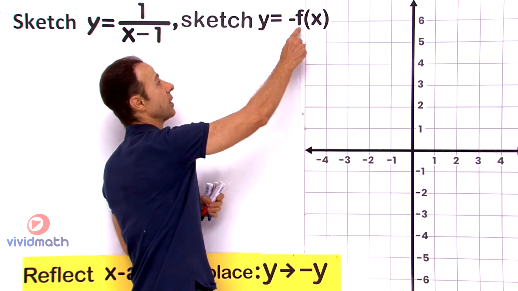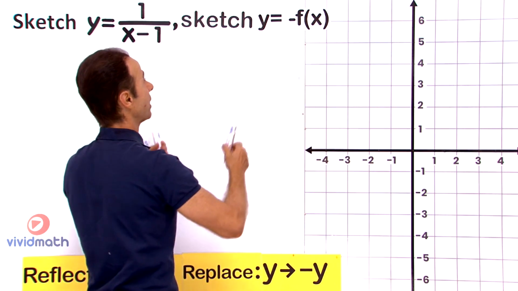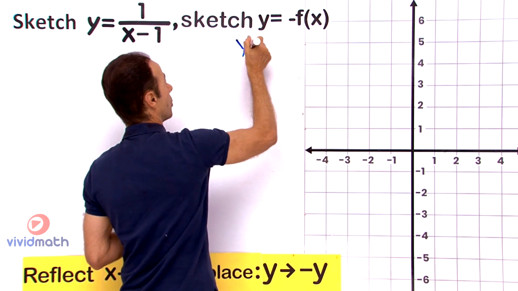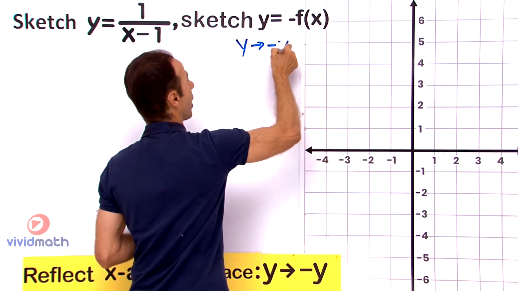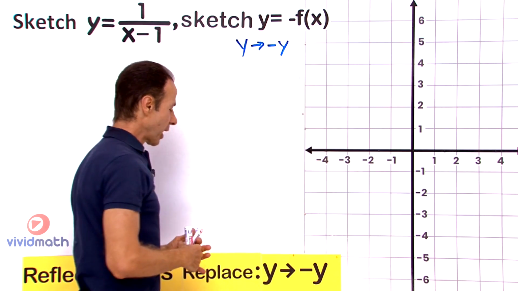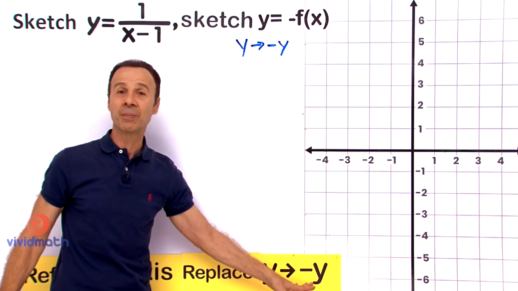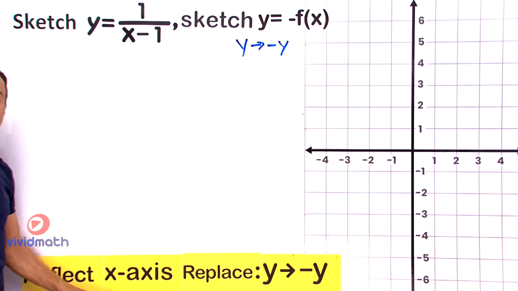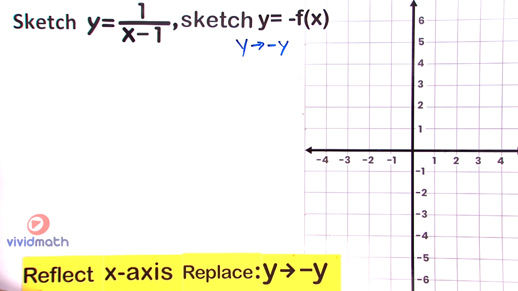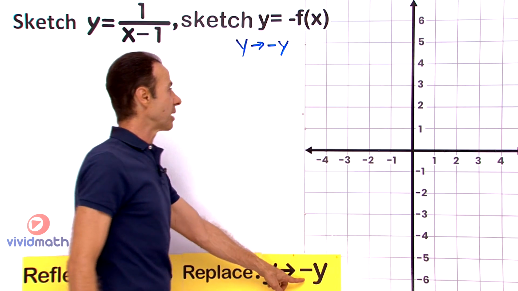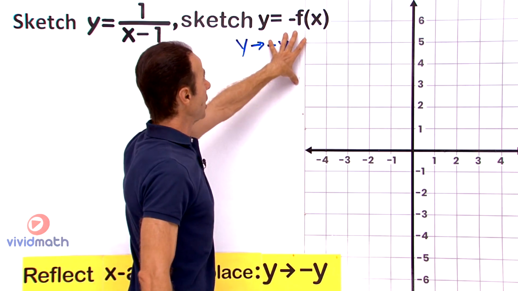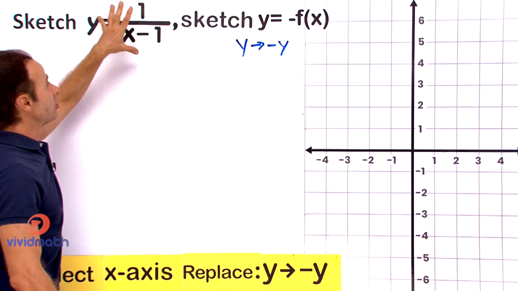Now, what is negative f(x)? When there's a negative in front of f(x), it's basically saying that y has become negative y. We've swapped y for negative y. And when we replace y with negative y, we're doing a reflection about the x-axis. So that's what we're going to do in a moment. But first, let's draw the original function.